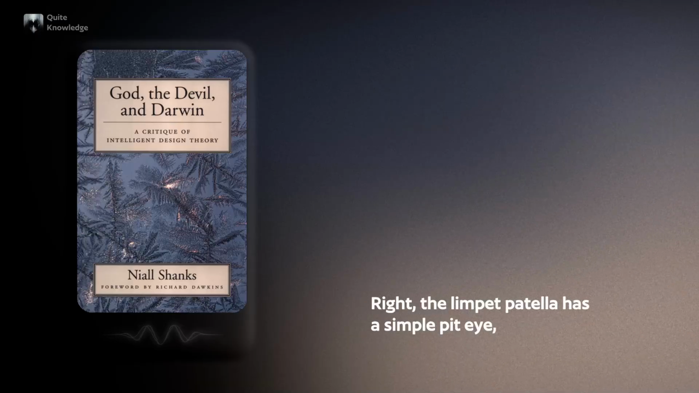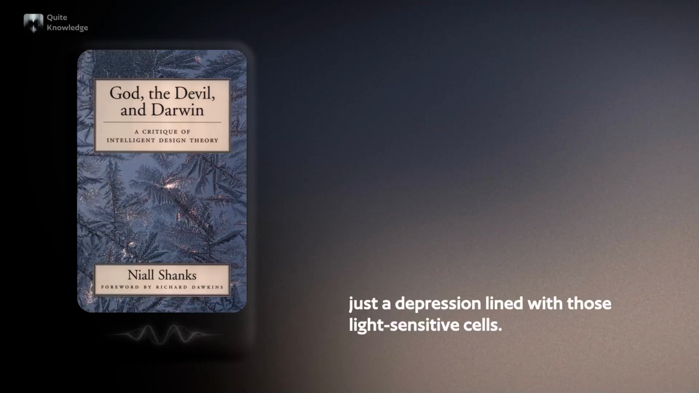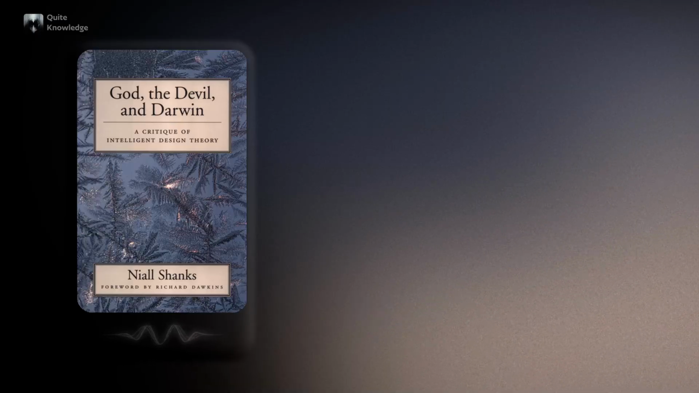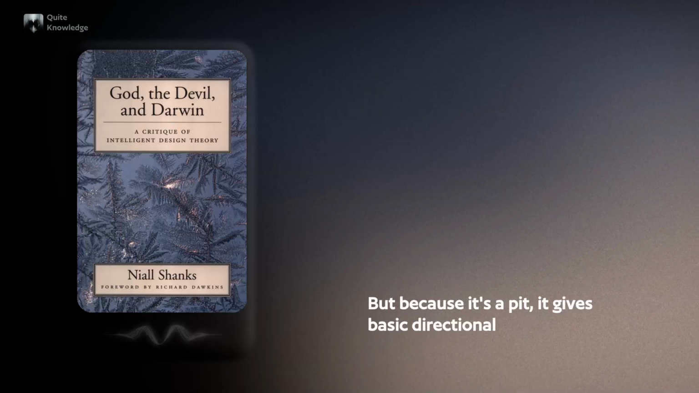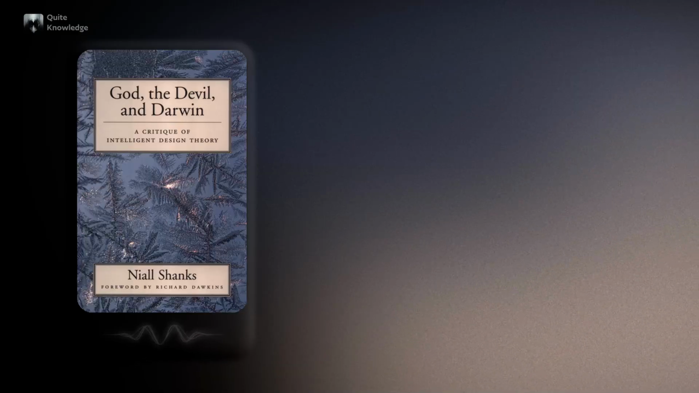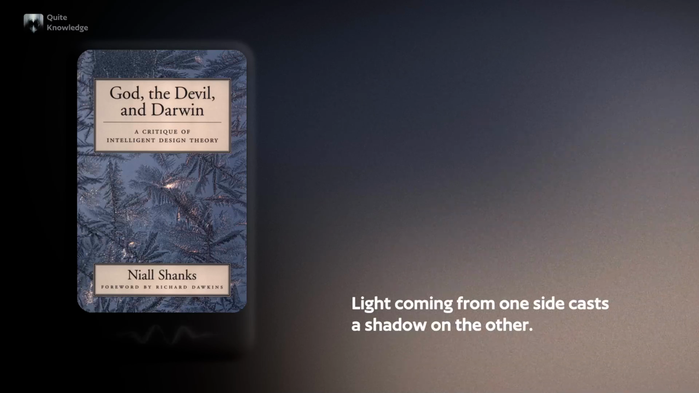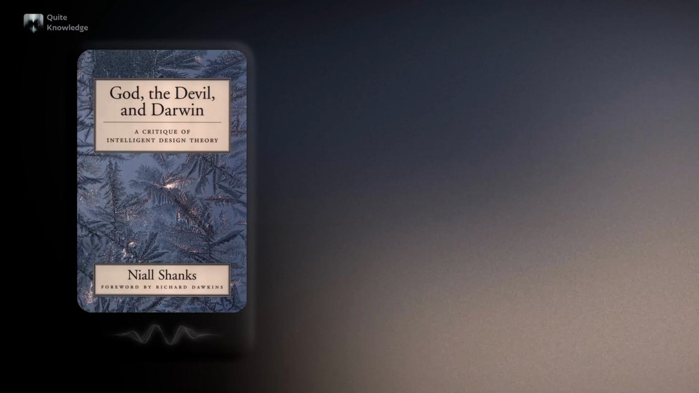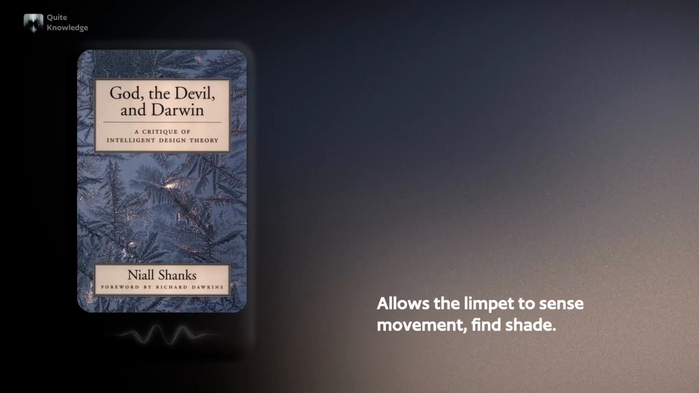Right, the limpet Patella has a simple pit eye, just a depression lined with those light-sensitive cells. But because it's a pit, it gives basic directional information. Light coming from one side casts a shadow on the other. Better than just on-off. Much better. It allows the limpet to sense movement, find shade.